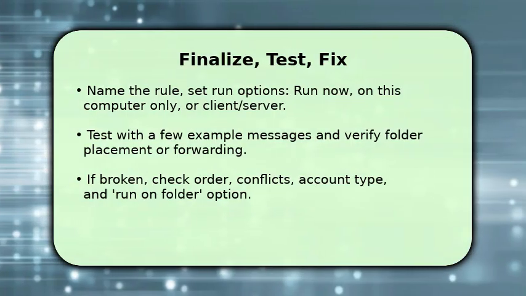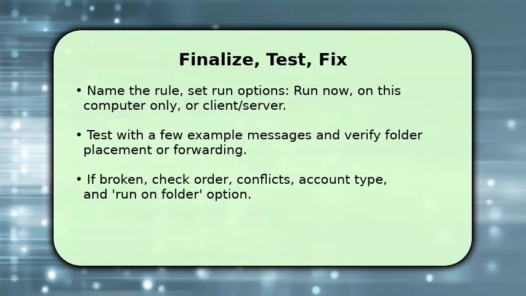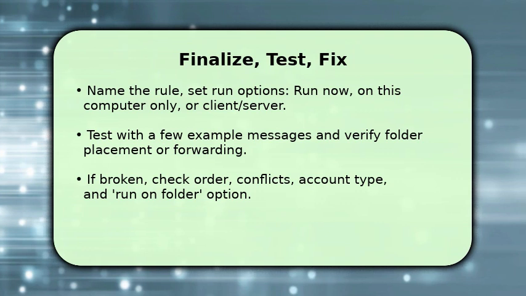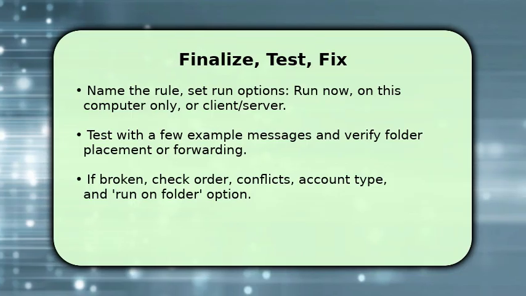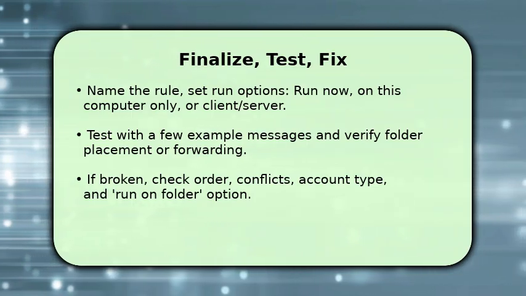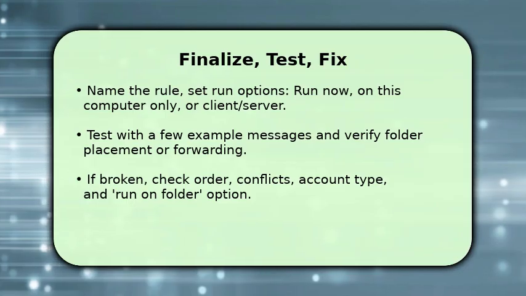Finish by naming the rule and specifying options. Run now, run on this computer only, or client/server rule for Exchange. Click Finish to save. You must test with a few sample messages to ensure it moves, forwards, or flags correctly.